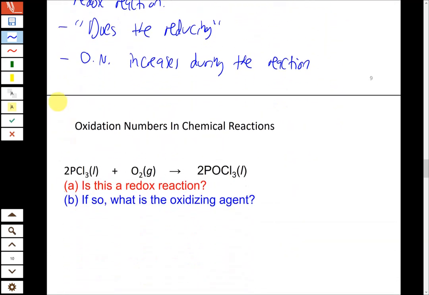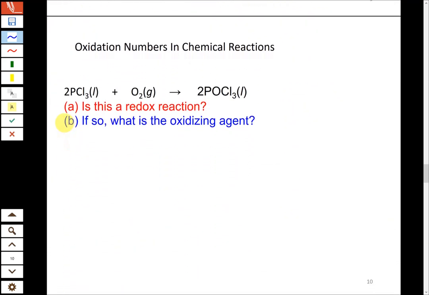But let's see how we use oxidation numbers in identifying redox reactions and identifying oxidizing and reducing agents. So we have this reaction here, PCl3, phosphorus trichloride, plus O2 goes to 2 POCl3, phosphorus oxychloride is what it's called. To decide if something is a redox reaction, we have to assign the oxidation numbers for every atom on the reactant and product side and see if any are changing. If there's no changing oxidation numbers, then it's not a redox reaction. So let's do that for this one.